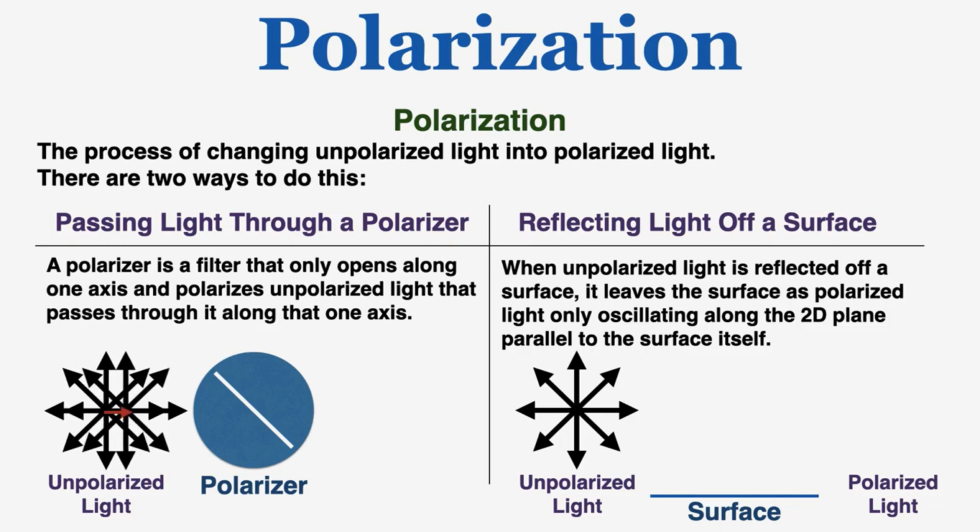So if this unpolarized light encounters that polarizer, the polarizer polarizes the light along that axis. So that would be what the polarized light would look like. It would specifically only oscillate along the plane opened up by the polarizer.